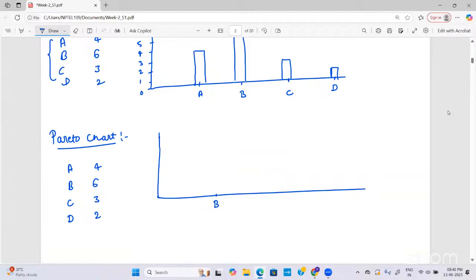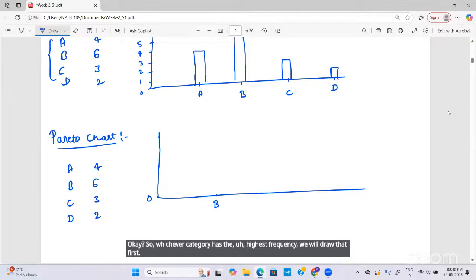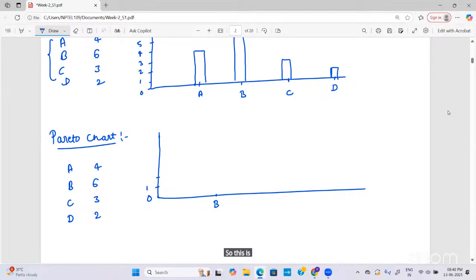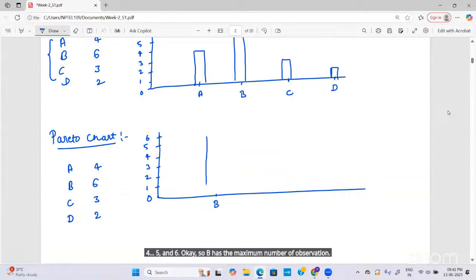Okay. So whichever category has the highest frequency, we will draw that first. So this is 0, this is 1, 2, 3, 4, 5, and 6. Okay. So B has the maximum number of observations. B is occurring the maximum number of times. So this is the bar for B.